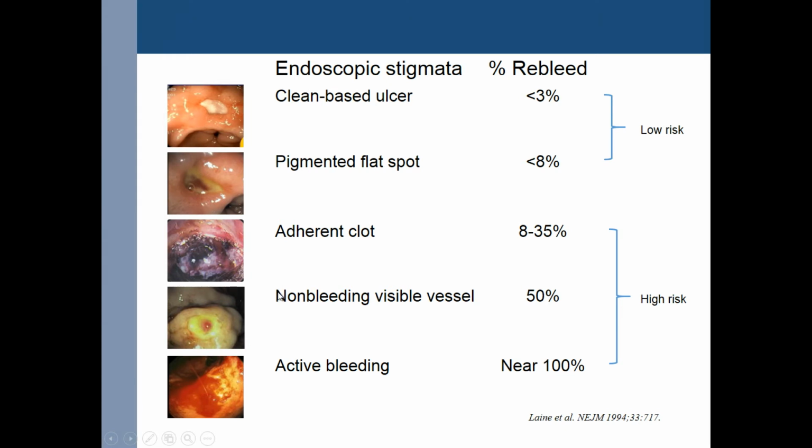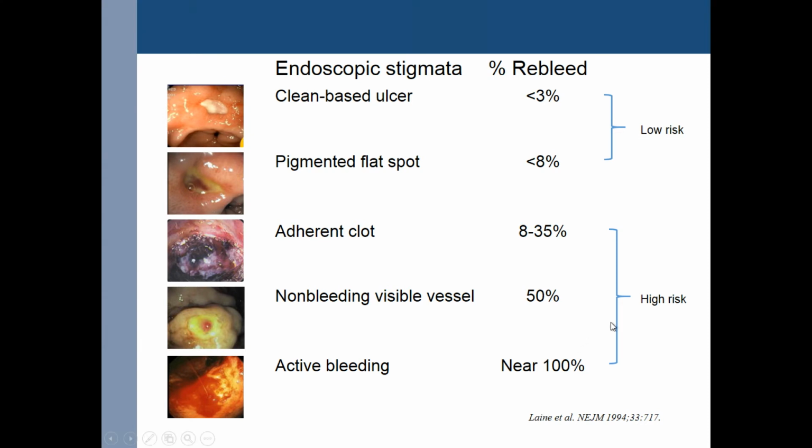However, it could also be a non-bleeding visible vessel underneath it, which is associated with a much higher risk of rebleeding. Hence, the risk of rebleeding varies anywhere from 88 to 35%. The non-bleeding visible vessel is defined as a protuberance within the ulcer and is associated with about a 50% risk of rebleeding. And of course, if somebody is found to be actively bleeding, they have a near 100% chance of rebleeding.